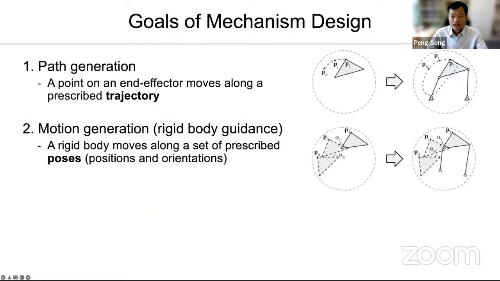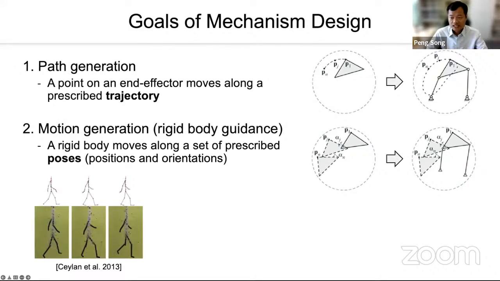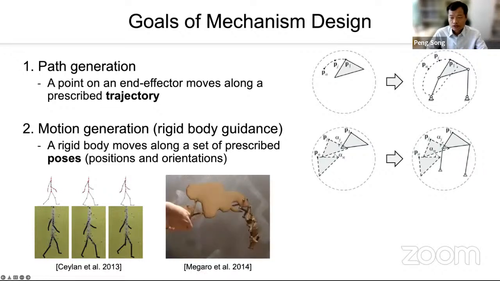The second goal is to guide a rigid body through a series of specified positions and orientations. This goal is called motion generation or rigid body guidance. We can design a motion generation mechanism to drive an automata such that its motion can resemble motion capture data from human beings. Also, we can design a motion generation mechanism to drive an elephant toy such that its nose can mimic the movement of a real elephant.